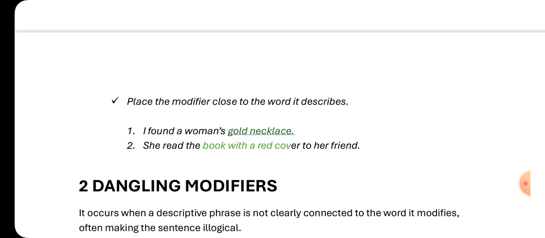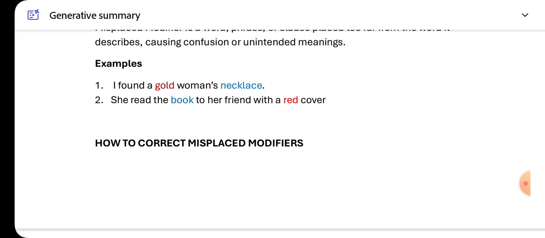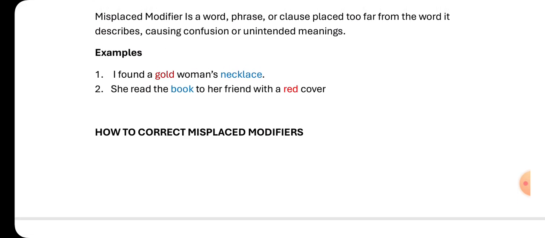Two, she read the book with a red cover to her friend. She read the book with a red cover to her friend. Yes, you can say that she read the book with a red cover, a book with a red cover. But you can't say that she read a book to her friend with a red cover. So this thing means two things.